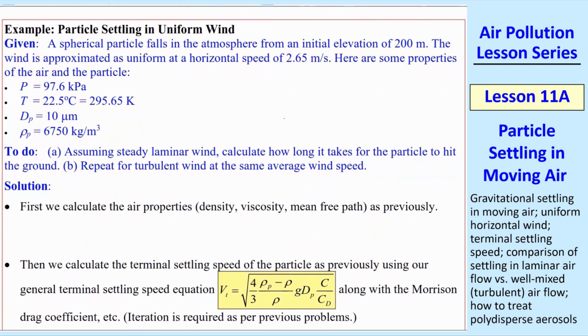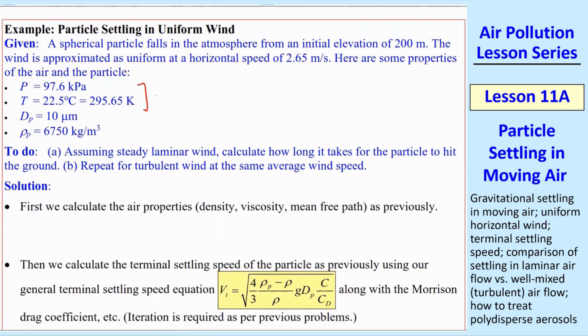Let's do a quick example. We have a particle settling in a uniform wind. Spherical particle starts at an elevation of 200 meters. The wind is given as 2.65 meters per second. And we have the pressure, temperature, dP and rho p. And what we want to do is, for laminar wind, calculate how long it takes for the particle to hit the ground, and then repeat for turbulent wind at the same average wind speed.